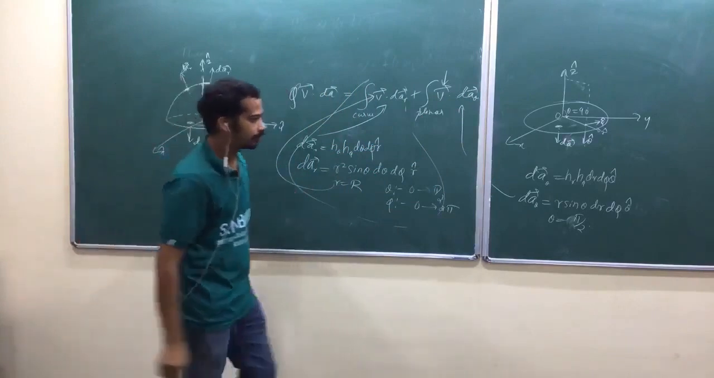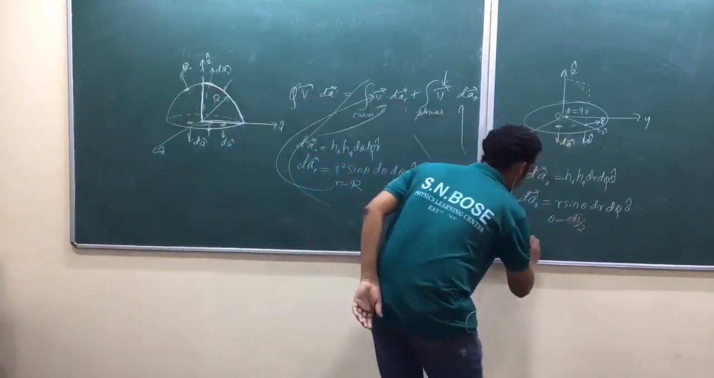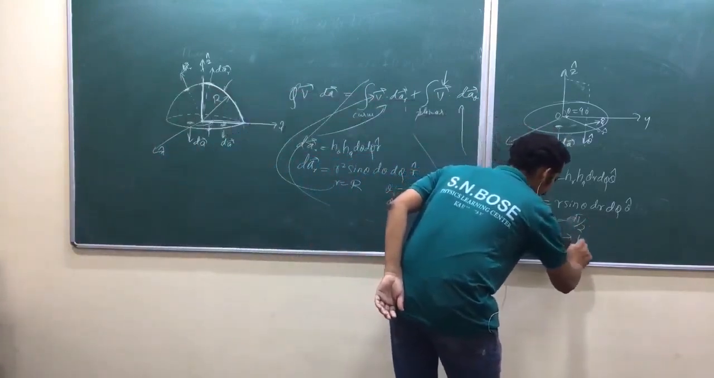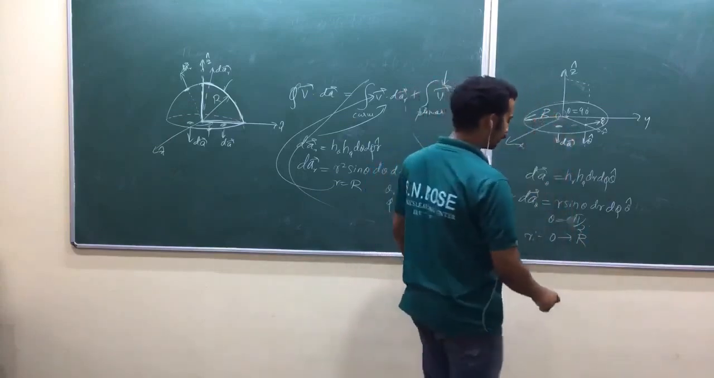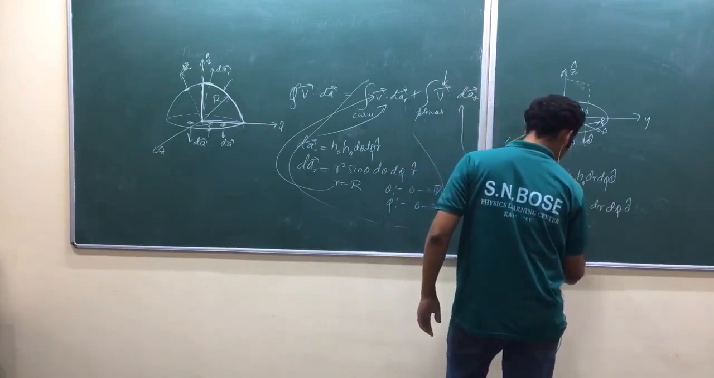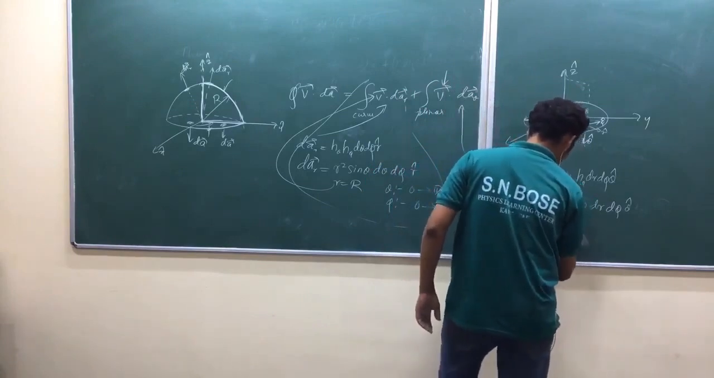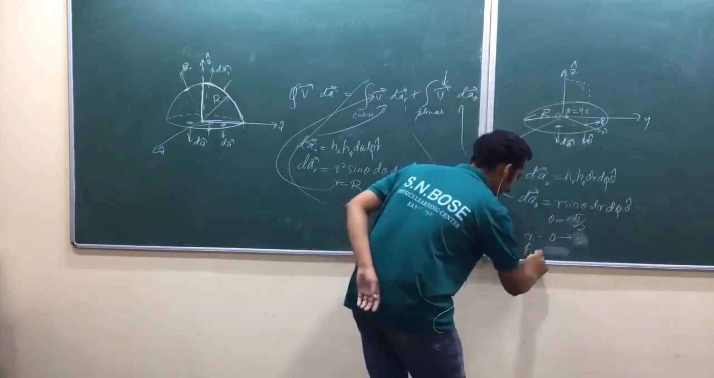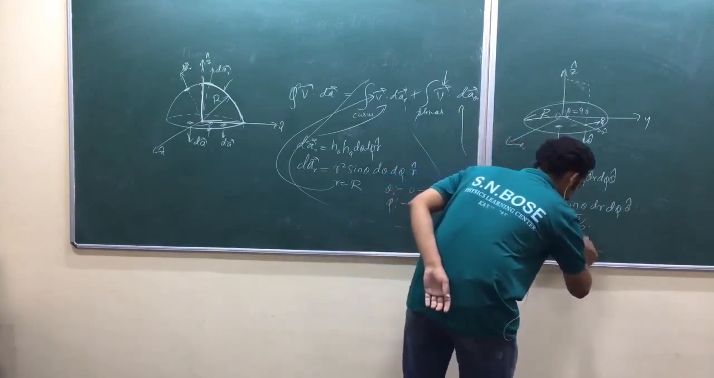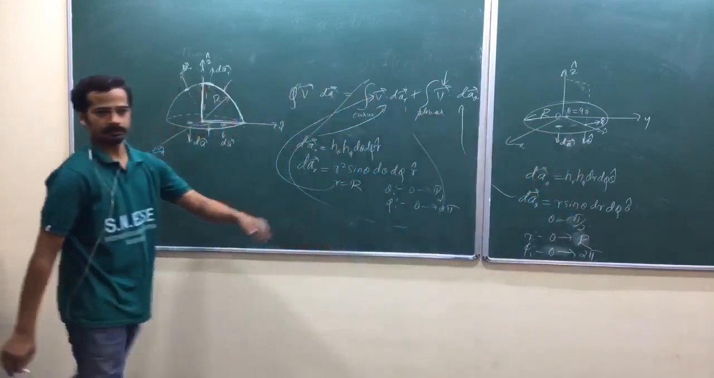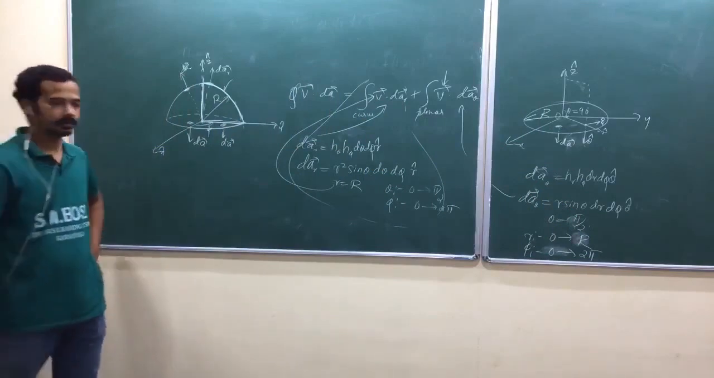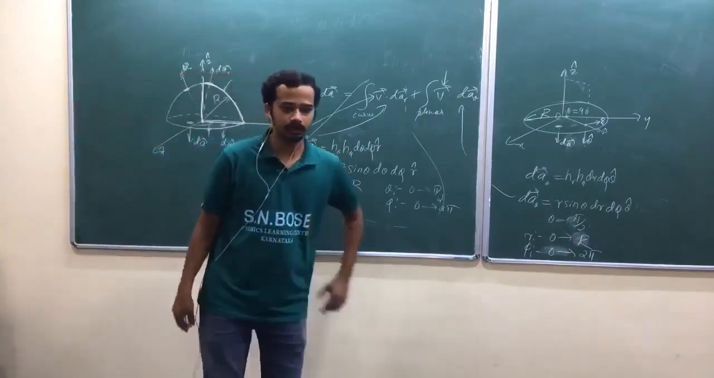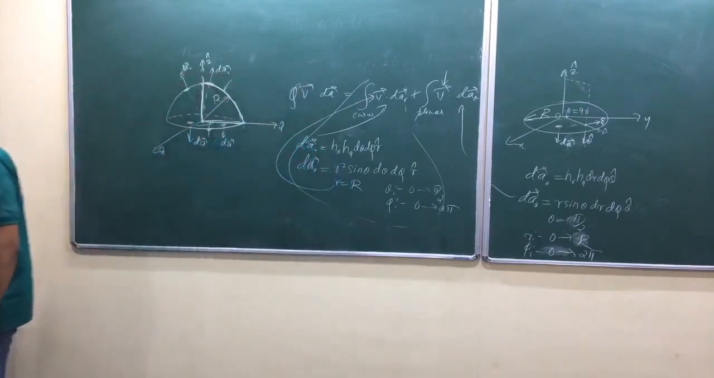Now, how does r run? Look here, dr d phi means r is a variable. r runs from 0 to capital R. Am I right? The whole total radius is capital R. Then phi should run from 0 to 2 pi. Done. Do that and try to match your answer with the solution.